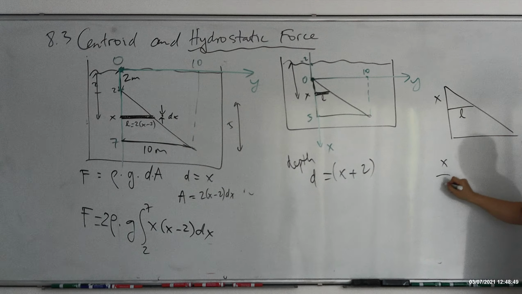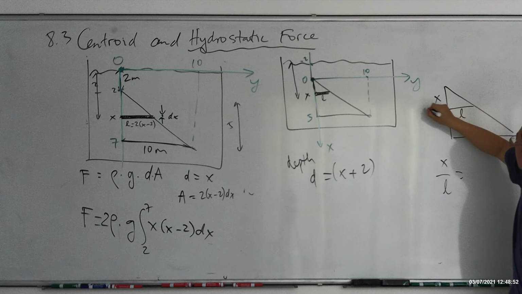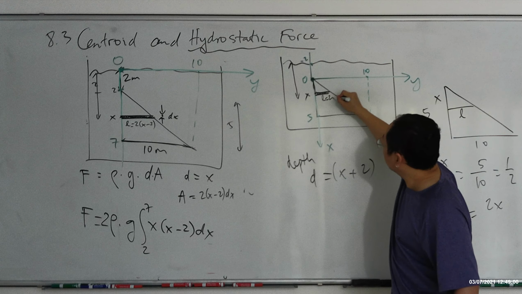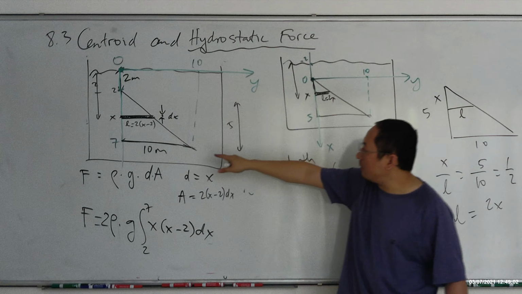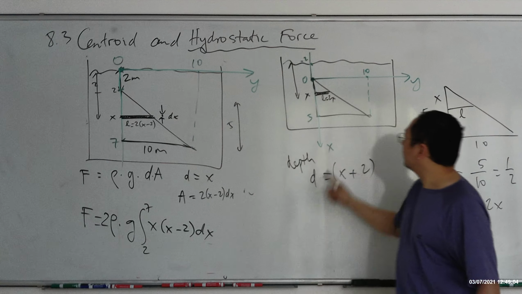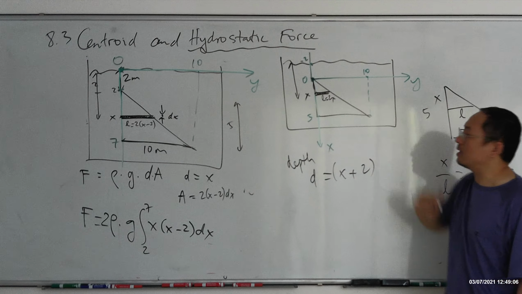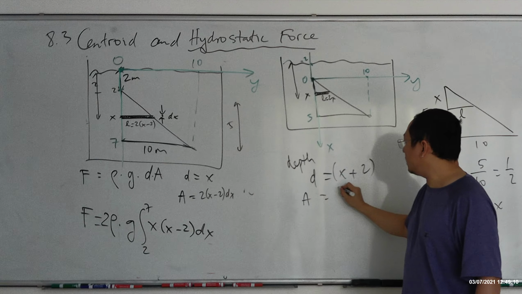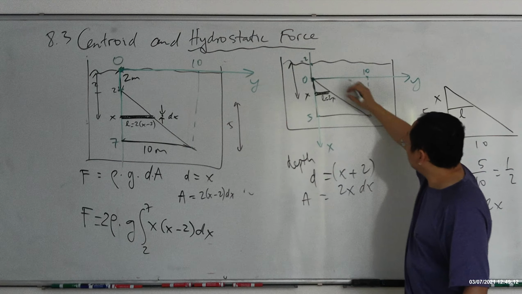So x over L is going to equal 5 out of 10, which is 1/2. So L is equal to 2x. The length is 2x. In the previous example, L was 2 times x minus 2. If you choose the origin right here, the length is going to be 2x. So the area is going to be the length, which is 2x, times dx, which is the thickness of that bar right there.